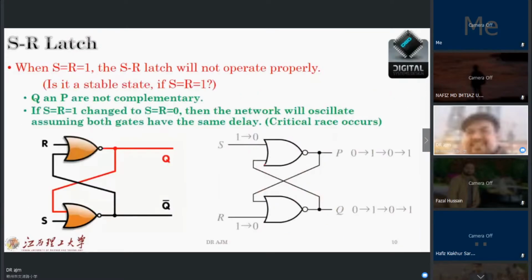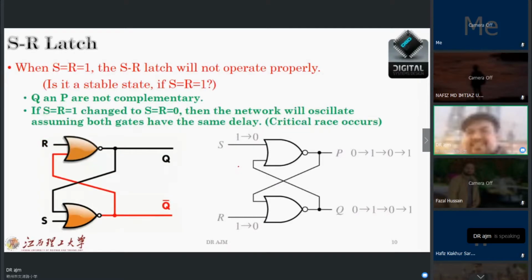Here, I'm going to show you how it will work. For this type of sequential circuit, we can consider four situations. Why four? Because we have two inputs: one is R and the other is S.